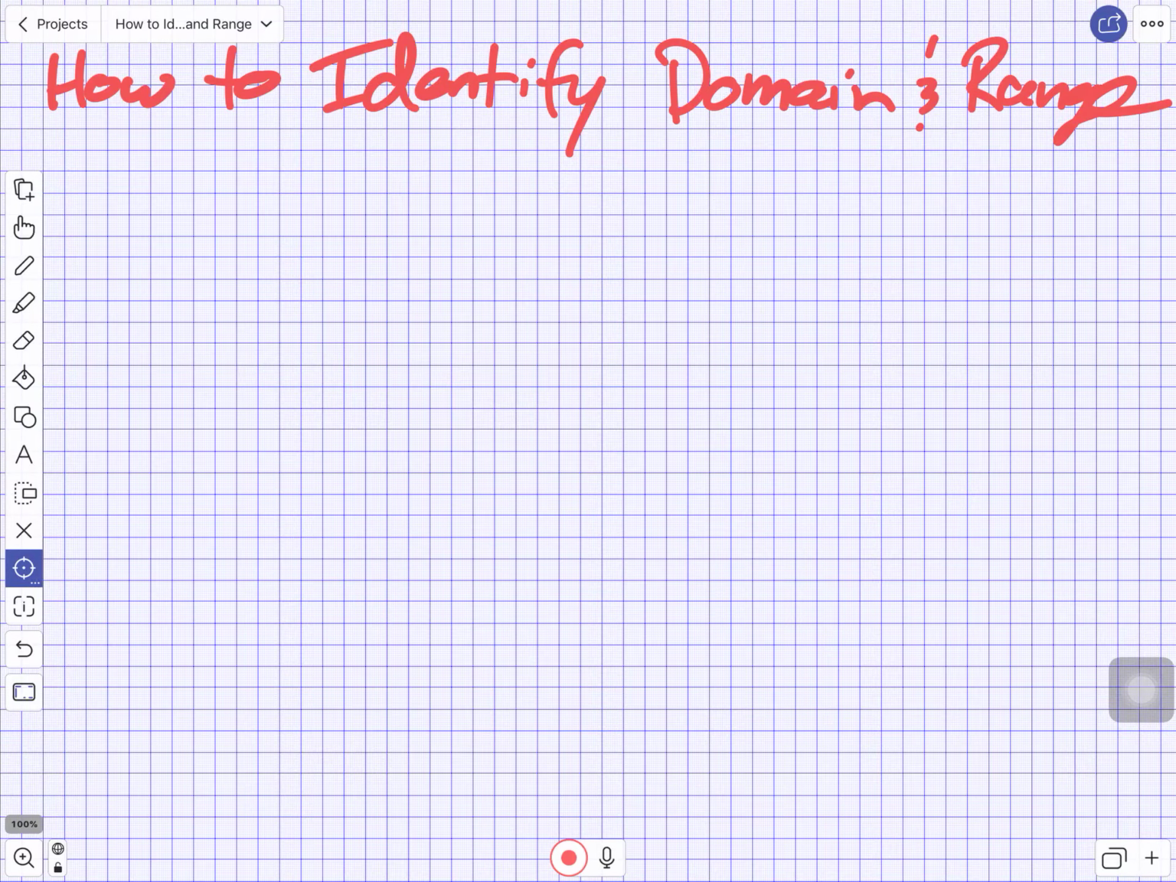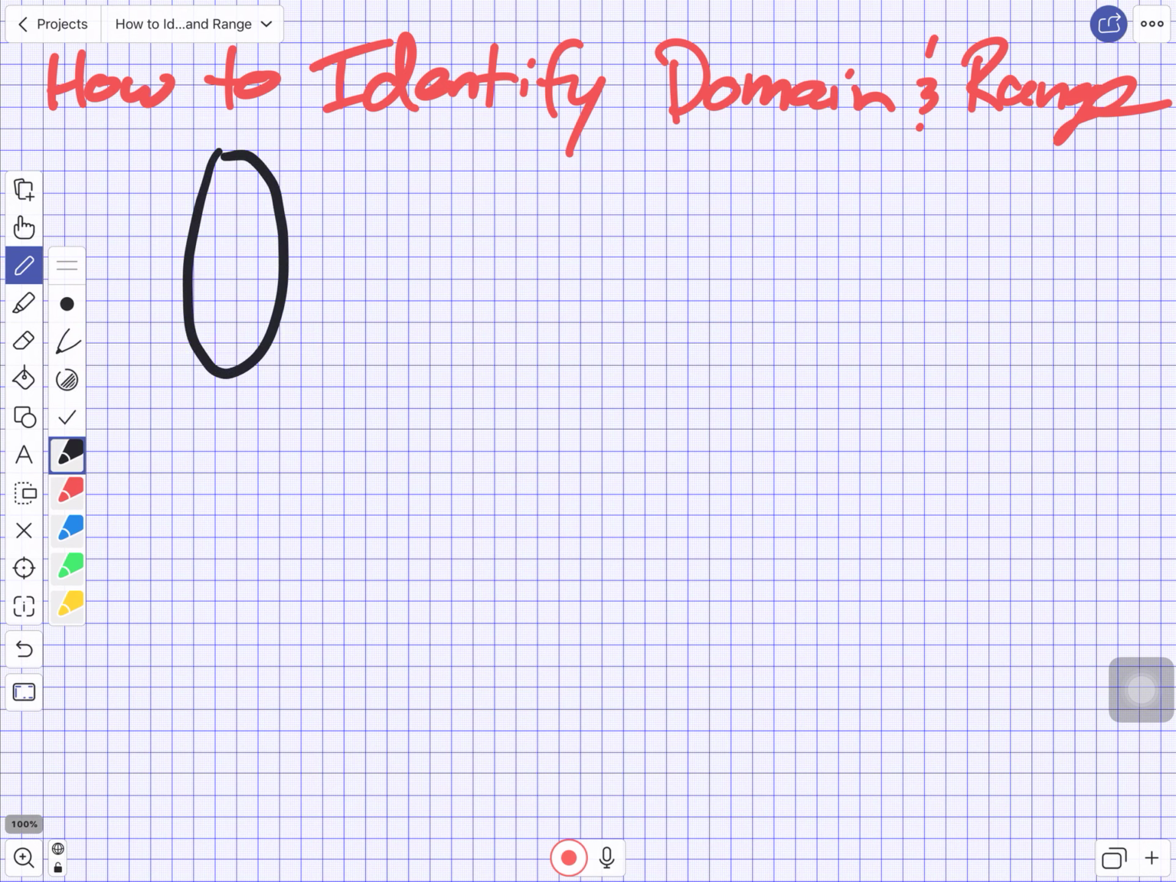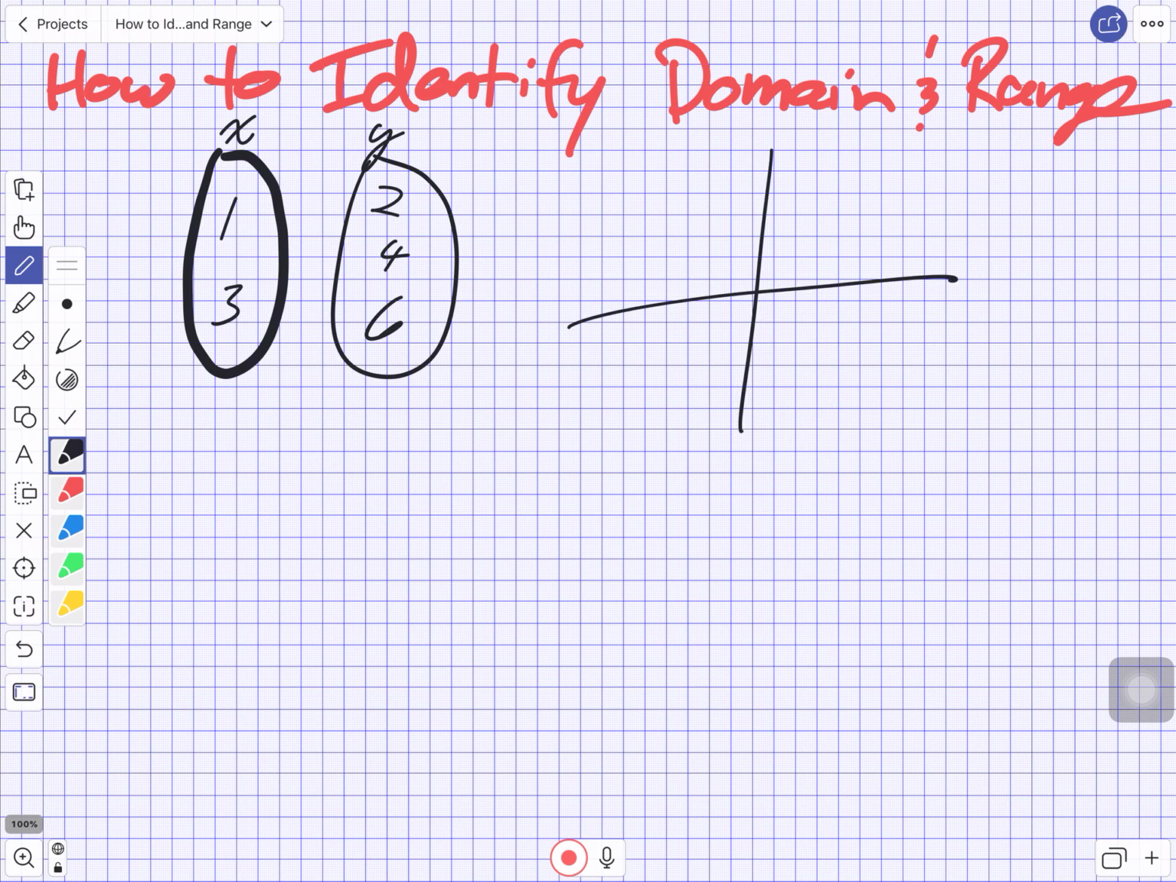How to identify domain and range. So this can be very confusing. Sometimes we talk about domain and range in terms of a function. Sometimes they'll represent it like this, and they'll tell you these are the x values, these are the y values, and there's a 1 and a 3, and a 2, and a 4, and a 6. Or maybe they'll have a graph, and they'll plot a bunch of dots. That's common. Or maybe it'll be something continuous, like a curved line or a line. And we have to represent these different things.